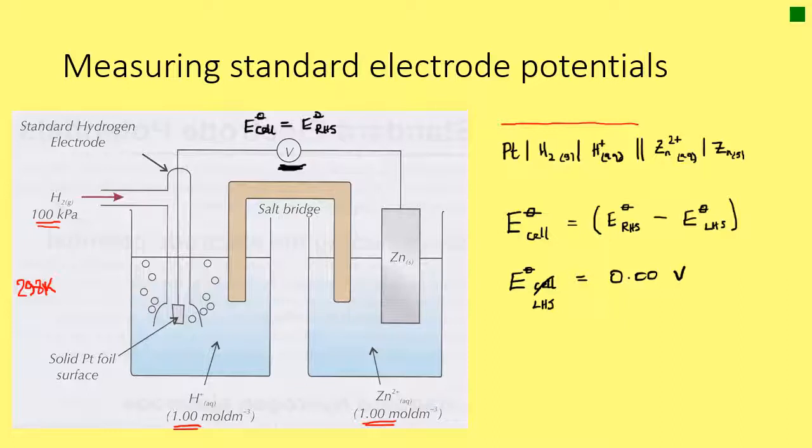Then we can look at the voltage meter here, which gives us E cell, but as it happens, that equals the electrode potential of the right hand side. So when we set the equipment up like this, and because we define the hydrogen electrode as 0, the voltage reading does give you the electrode potential of, in this case, the zinc half cell. And that reading could be positive or negative, depending on which way the electrons flow.